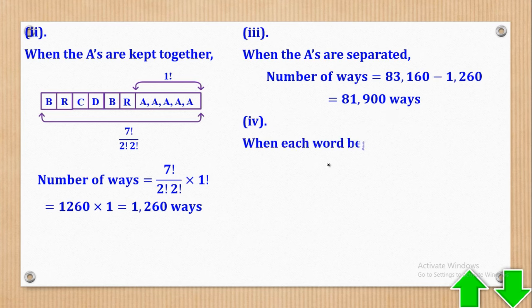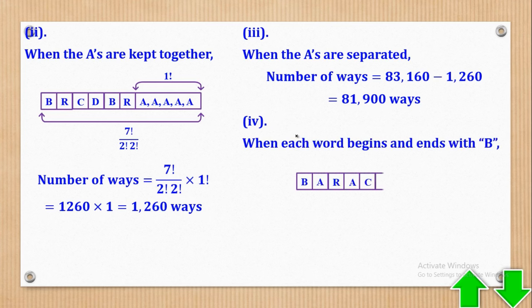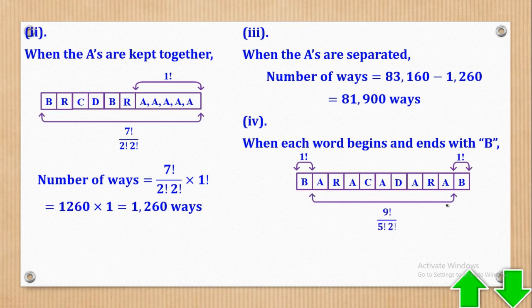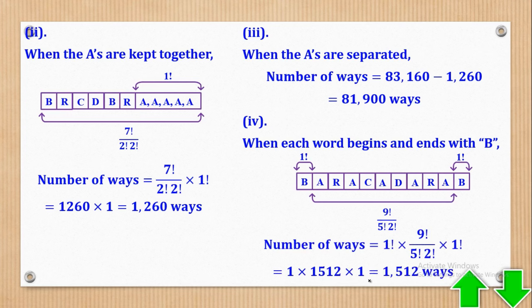Then Roman 4 is when each word begins and ends with B. So we need an illustration there. So this B is fixed and it will be 1 factorial. Also this B is fixed, it will be 1 factorial. Therefore, arranging these ones, we shall come up with an arrangement of 9 factorial over 5 factorial, 2 factorial. So when I multiply all of them, I'll come up with this as the required number of ways.